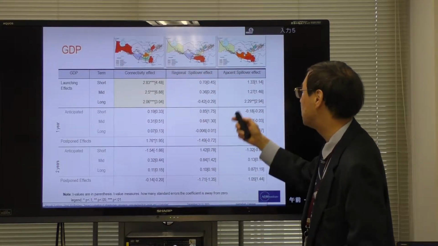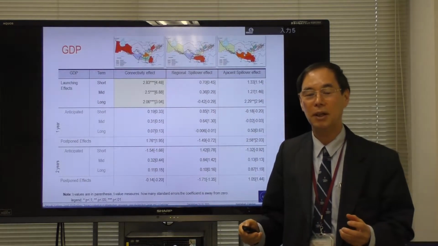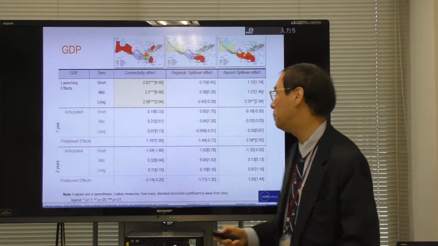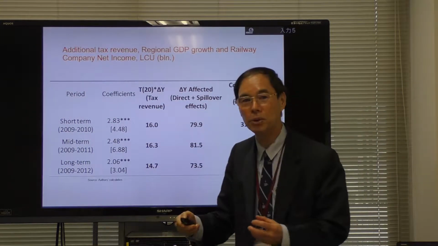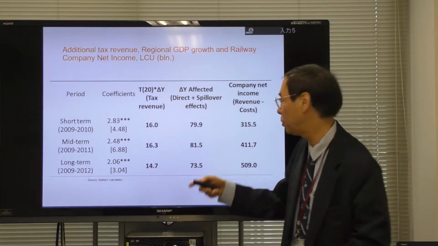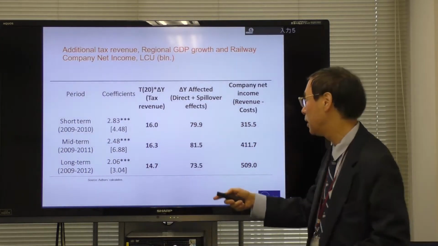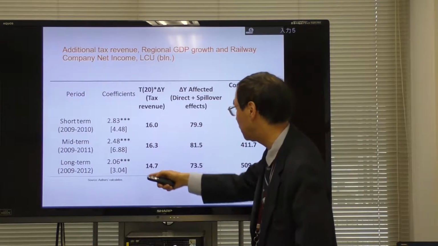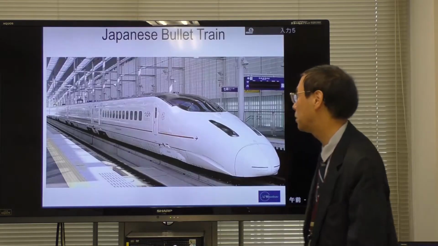So this econometric method shows that after the connectivity has been completed, the impact became much, much bigger. And then suppose 20% of those tax revenues coming from spillover were used to increase the rate of return to investors, then 16% or 14.7% of the rate of return would have been increased.